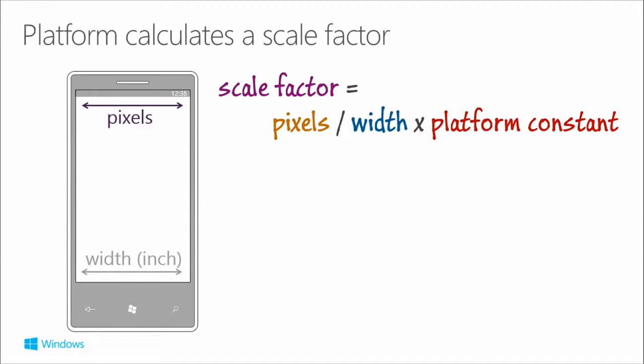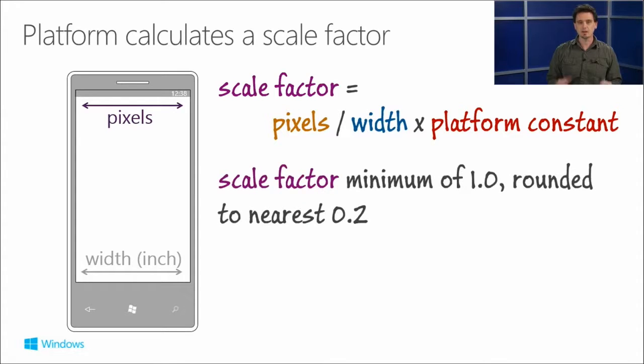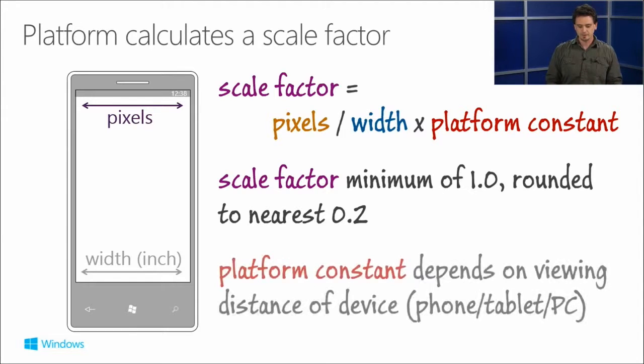So we've got this thing called scale factor. Each device has a scale factor, calculated by taking how many actual pixels are on the device, dividing that by the physical width of the device, and then multiplying that by a platform constant. That scale factor is not going to be any smaller than 1, and it gets rounded up to the nearest 0.2. And the platform constant depends on the viewing distance of the device. Now, what does that mean?